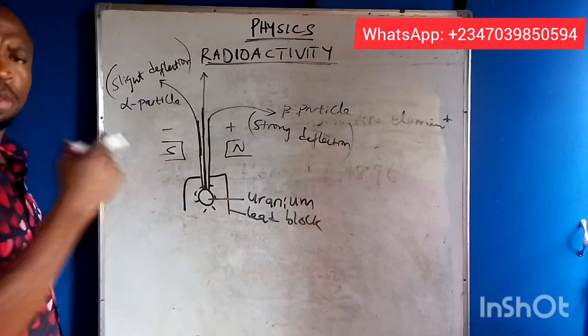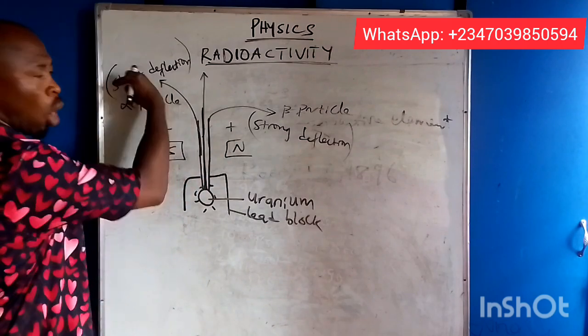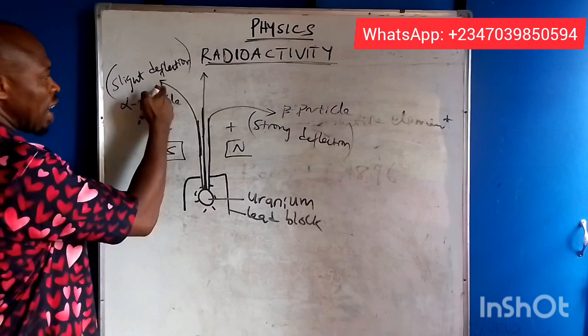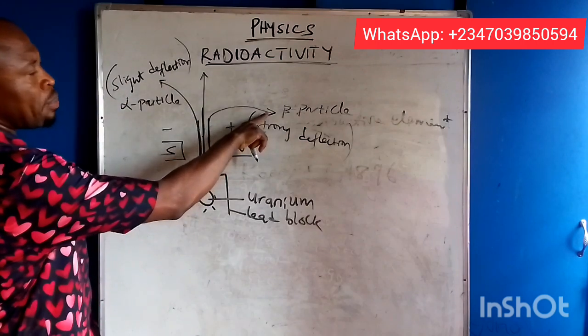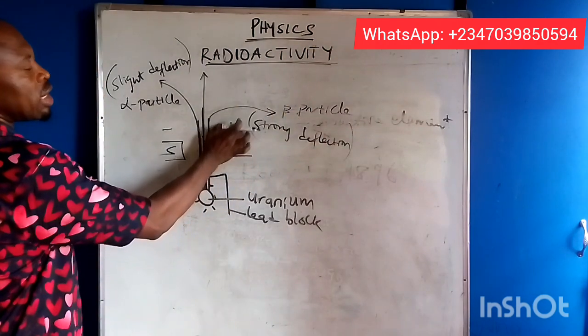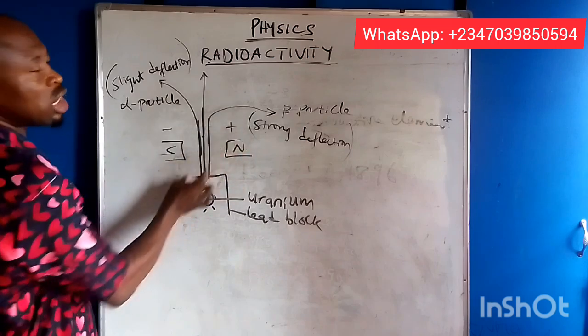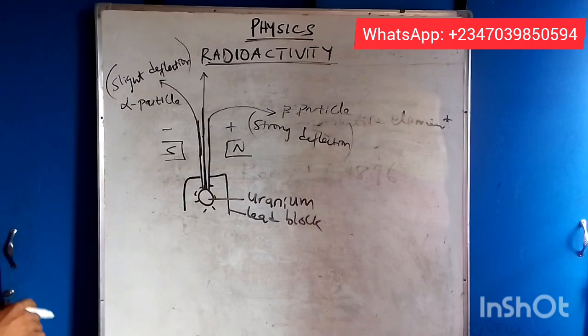So for a magnet, of course, the poles are the south and the north. Now watch this. The alpha particle is deflected towards the south, while the beta particle is deflected towards the north. This side has a positive polarity, and this side has a negative polarity.